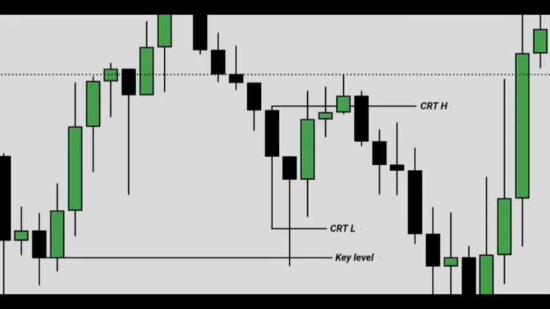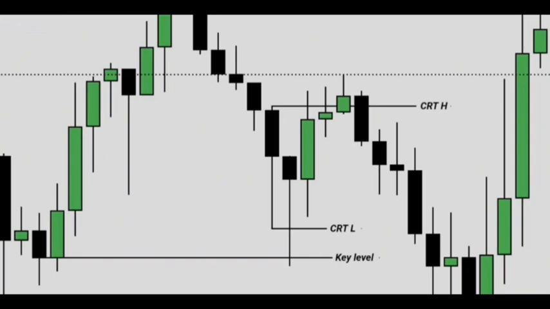Now, this is the criteria that you must follow when you are picking your CRT candle. The candle should not touch the key level that you want to use. It should be closer to the key level, because if you choose a CRT that has already touched or tapped into your key level, yes, it is valid, but it is not a high probability candle. So always choose carefully. This is how I pick my own candle.